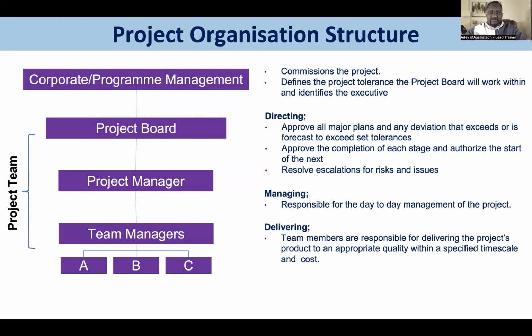Okay, at the top, like I said, the corporate or the business commissions the project. They define all the tolerances you must work to. They define all the deliverables expected. They define the scope and give you some indication of the expectations that they have. And they could identify someone called a project chair or executive that would champion the cause of the organization.